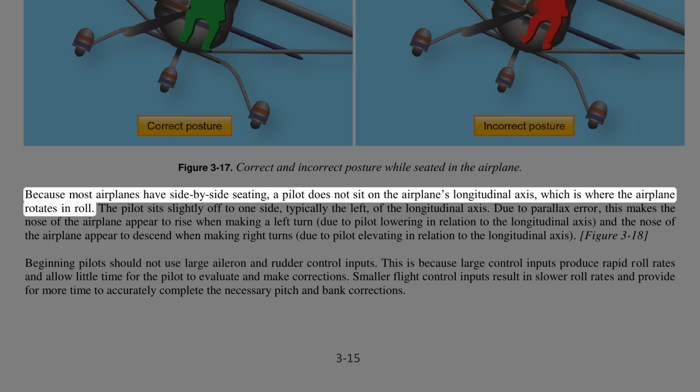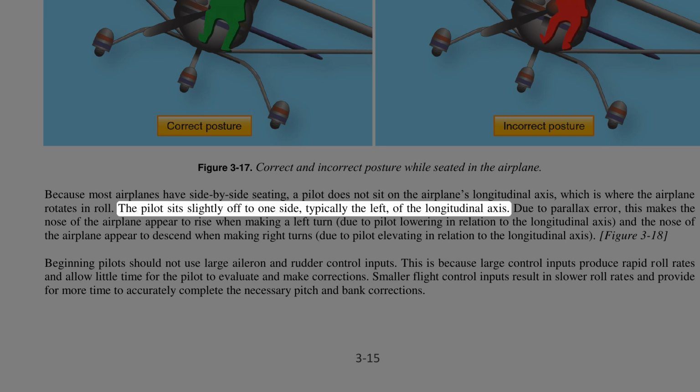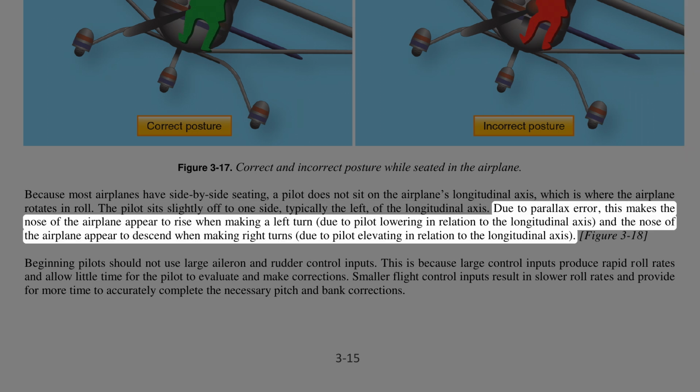Because most airplanes have side-by-side seating, a pilot does not sit on the airplane's longitudinal axis, which is where the airplane rotates in roll. The pilot sits slightly off to one side, typically the left, of the longitudinal axis. Due to parallax error, this makes the nose of the airplane appear to rise when making a left turn, due to the pilot lowering in relation to the longitudinal axis, and the nose of the airplane appear to descend when making right turns, due to the pilot elevating in relation to the longitudinal axis.